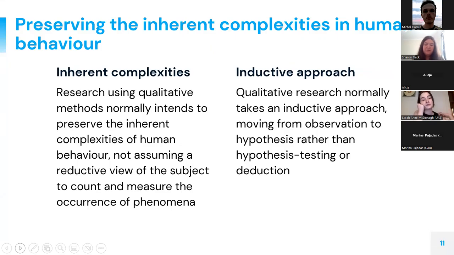Research conducted using qualitative methods is normally done with an intent to preserve the inherent complexities in human behavior, as opposed to assuming a reductive view of the topic in order to count or measure the occurrence of phenomena. So it's really about preserving the inherent complexities rather than taking a reductive approach. That means there are not always easy answers.